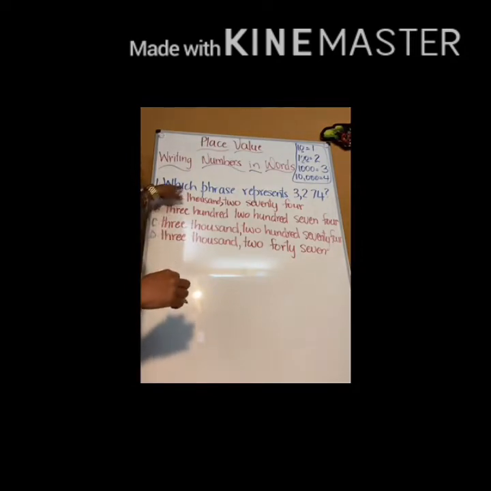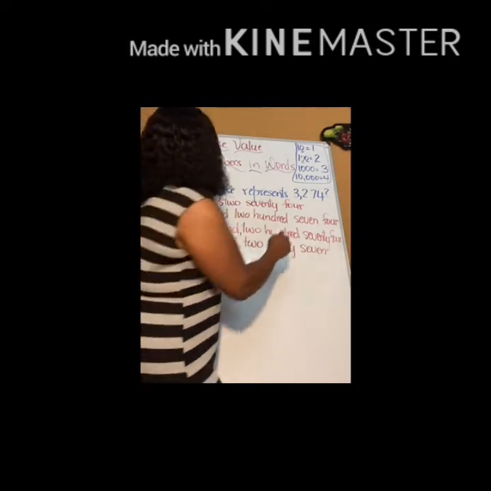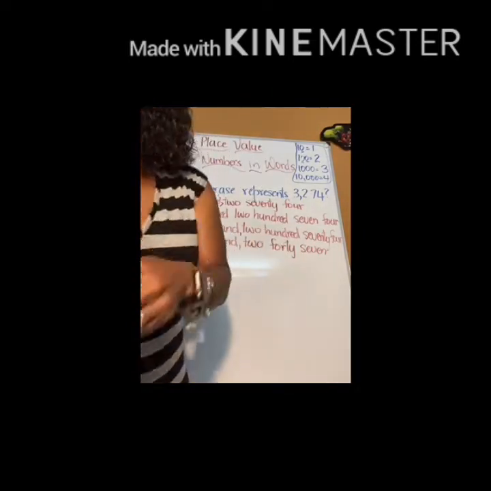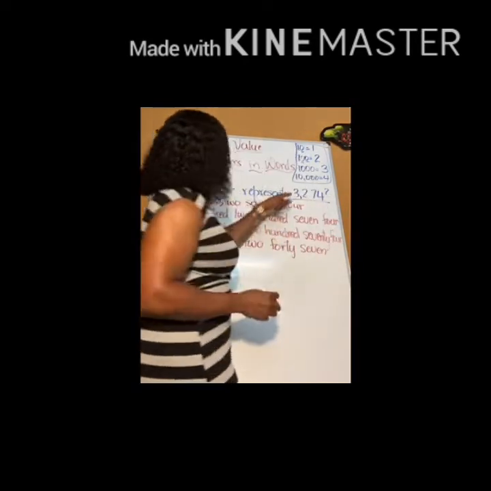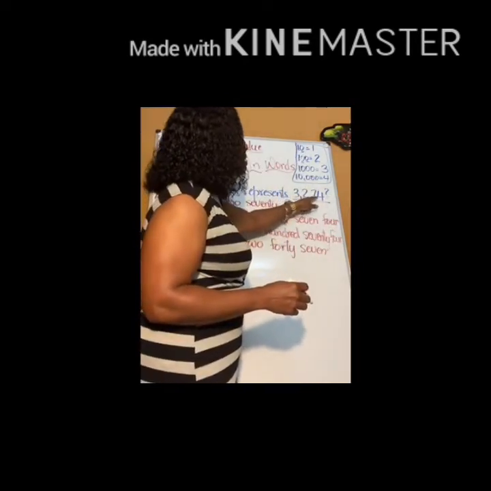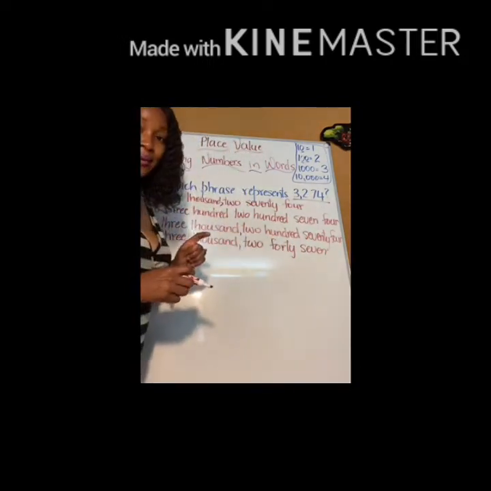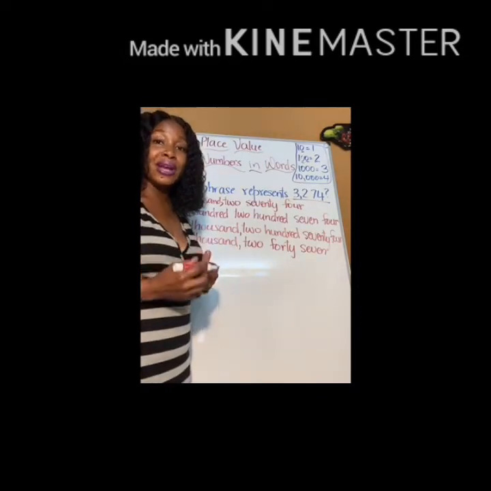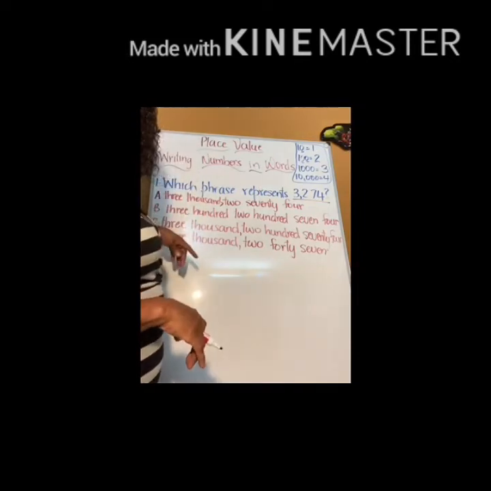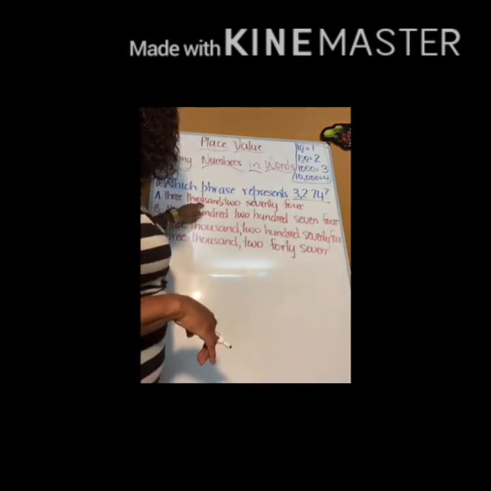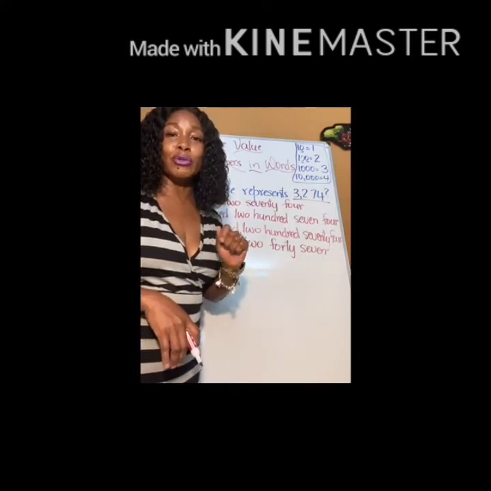Okay. First one says, which phrase represents 3,274? So the number we're looking at is 3,274. Answer choice A. We're going to check to see which one is correct. One is correct, 3 of them are incorrect. Answer choice A says 3,000. Now what I like to do is write what the words represent.